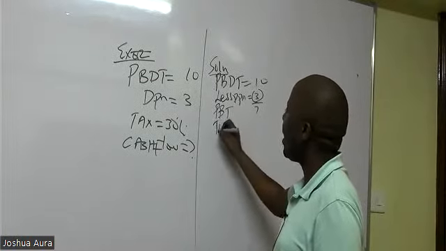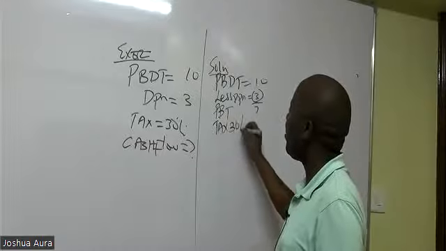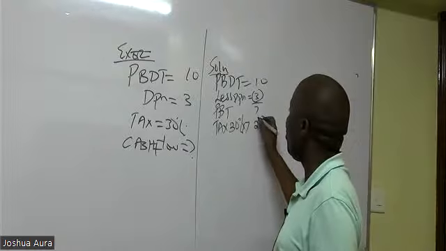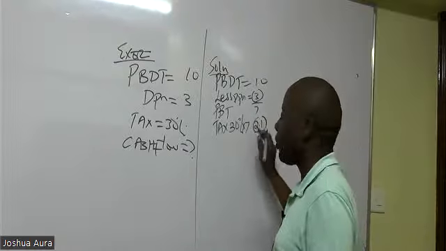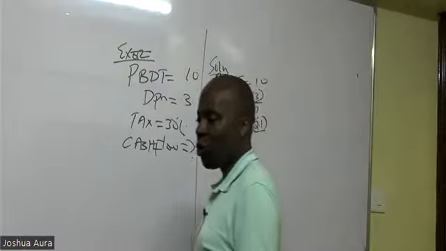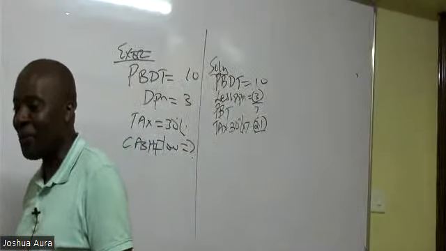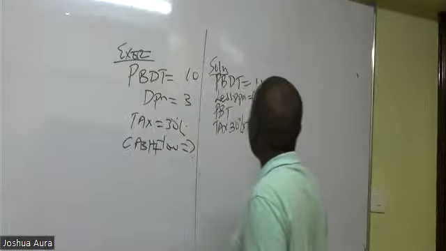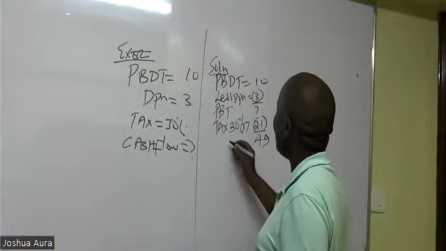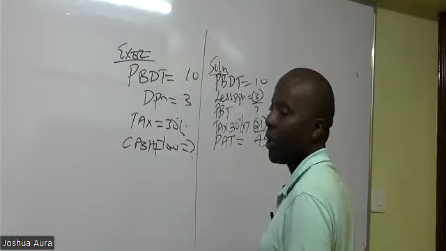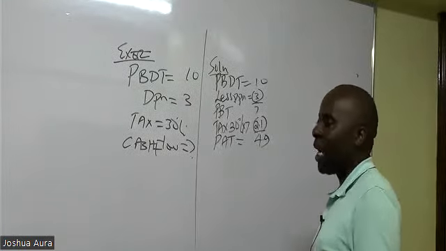So please go ahead and tax. Tax is 30%. 30% of 7 is 2.1. So could you kindly subtract? What is 7 minus 2.1? Somebody, 4.9. So this 4.9 is what we can call profit after tax. So profit after tax is 4.9.